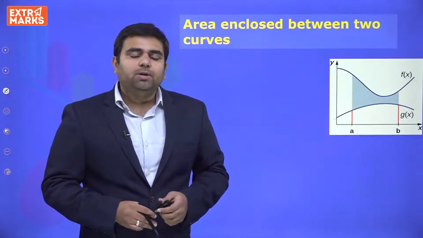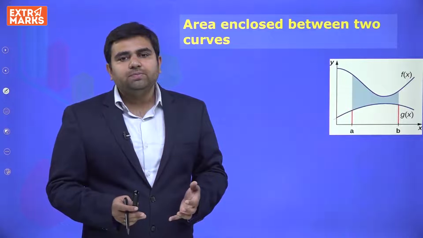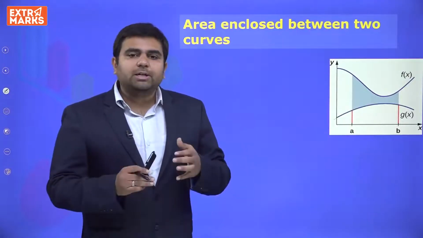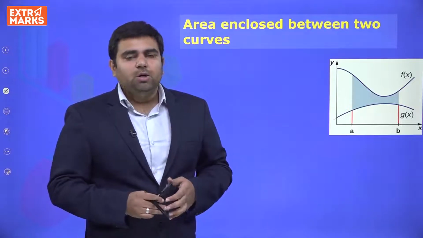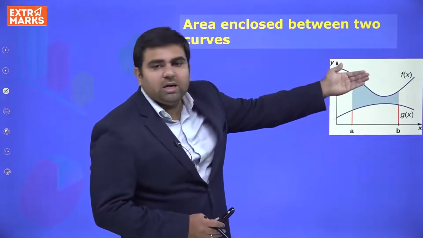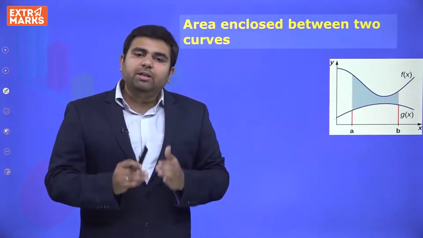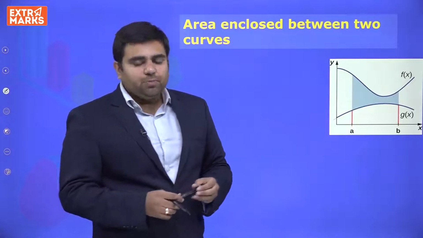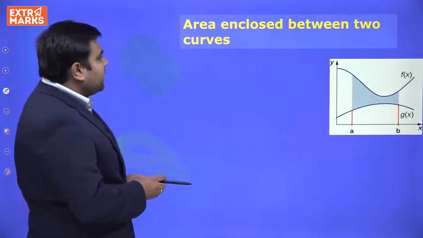Now the condition is very different. There are two different curves, one is f(x) and the other is g(x). Now we need to find the area enclosed between these two curves f(x) and g(x) between the ordinates x equal to a and x equal to b. So what would be the expression of area, right?